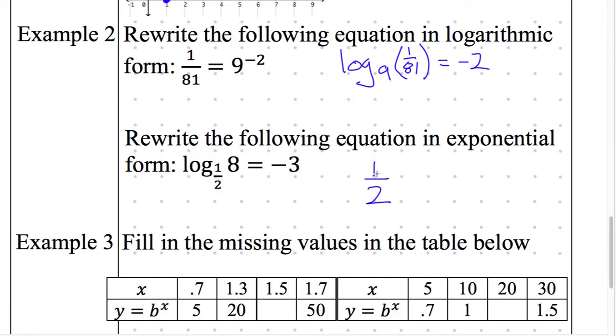Chris, the answer was? -3. You said that, you just have to say it again. 1/2 to the -3 is equal to 8. There it is. You have to be able to go back and forth between logs and exponentials.